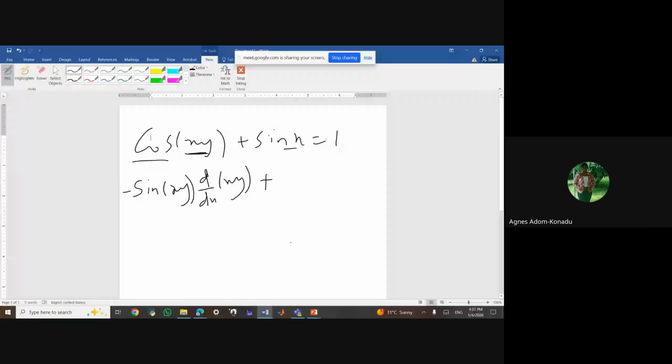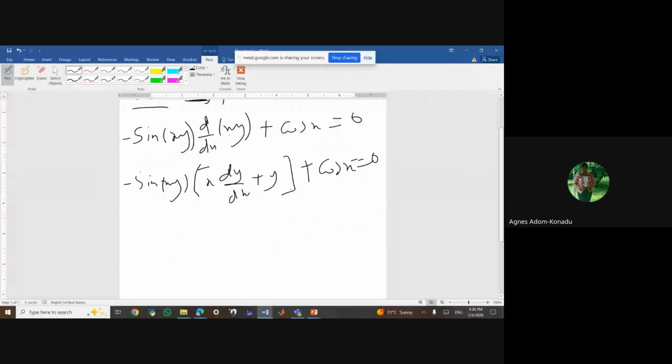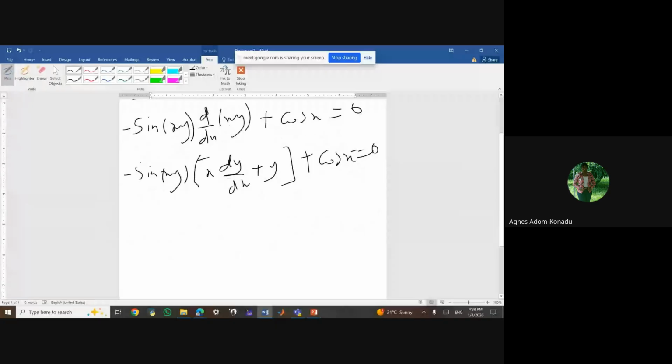But I have to differentiate this. So d dx of xy plus the differential of this will give me cos x. And differential of this will give me 0. Okay. So I have negative sine xy. Then to differentiate this, I have to use product rule. So product rule, I'll keep x, I'll differentiate y, which will give me dy dx plus I'll keep y, then I'll differentiate x, which will give me 1 plus cos x is equal to 0.